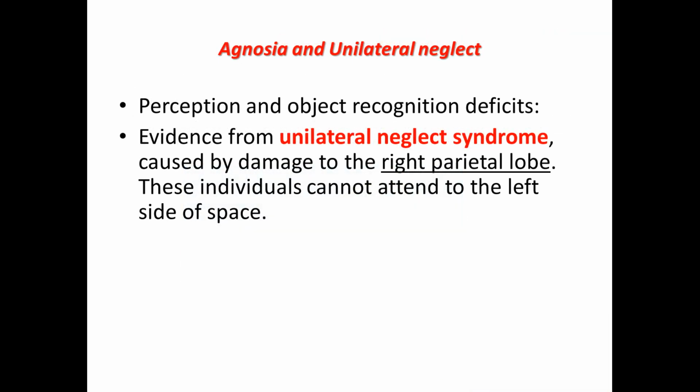Affecting the activity of any brain part that is associated with perceiving and recognizing objects then can lead to deficits in recognition. We've already talked about some agnosias, the inability to recognize form or shape of certain objects or faces, like prosopagnosia. And in addition to that, there is evidence from neglect syndrome caused by damage to the right parietal lobe. These individuals cannot attend to the left side of space and show recognition deficits on that side of space. And this is good evidence for a lot of crosstalk between the dorsal and the ventral streams.